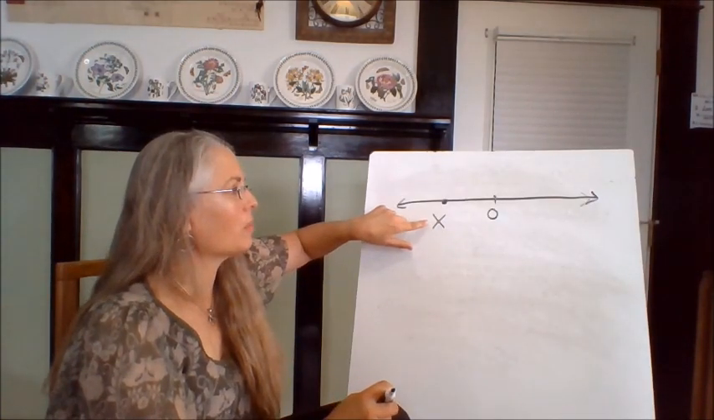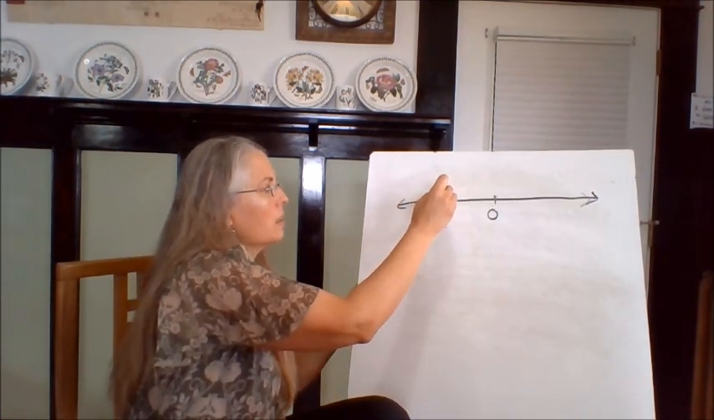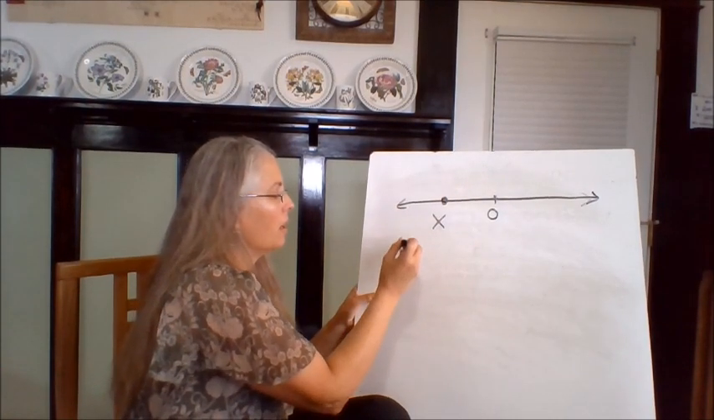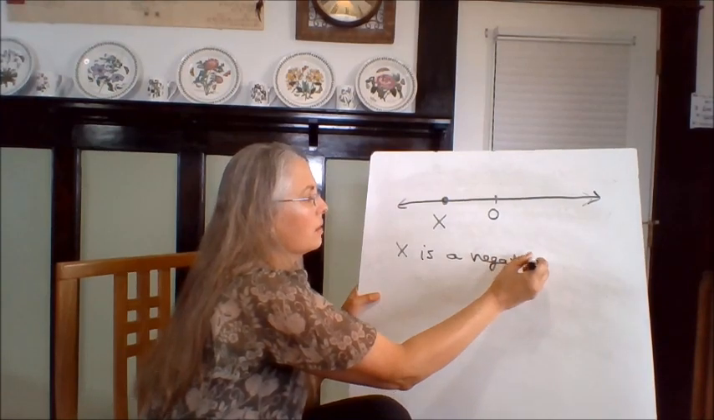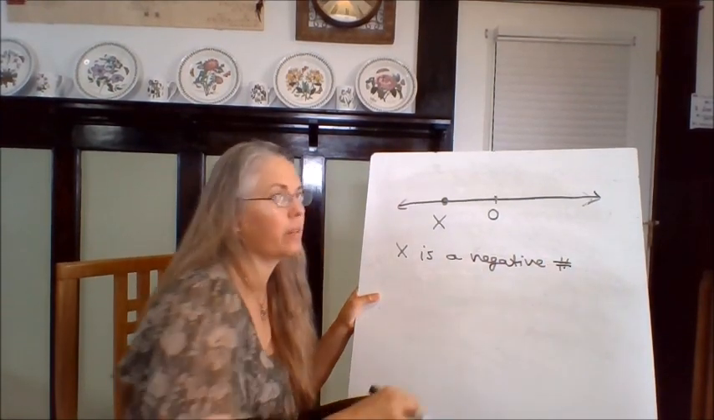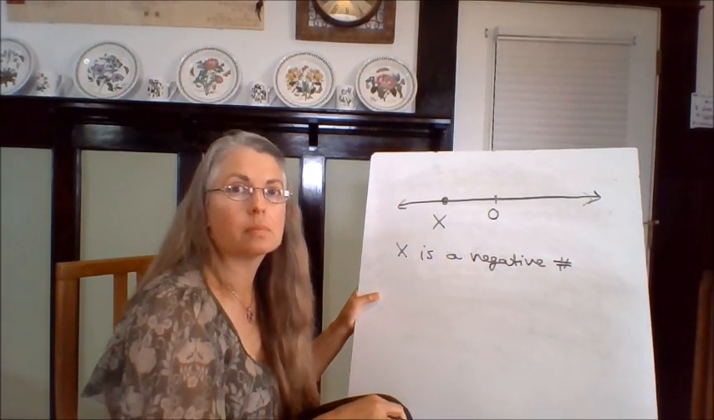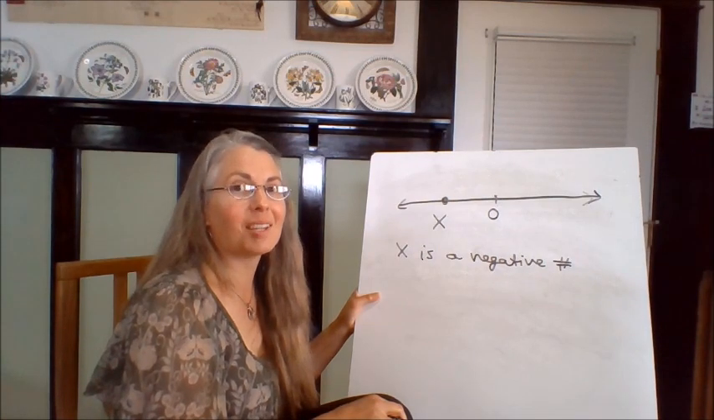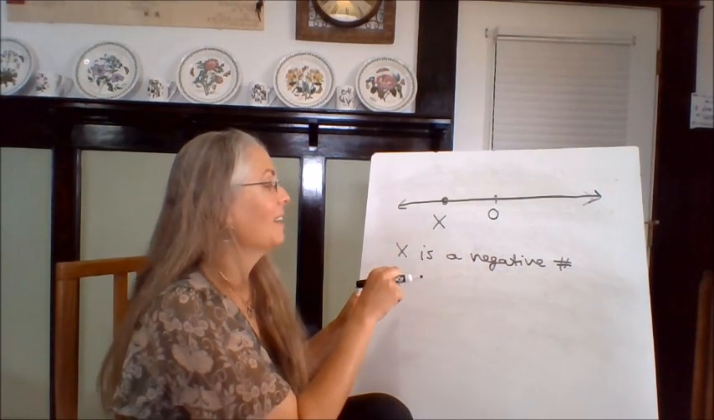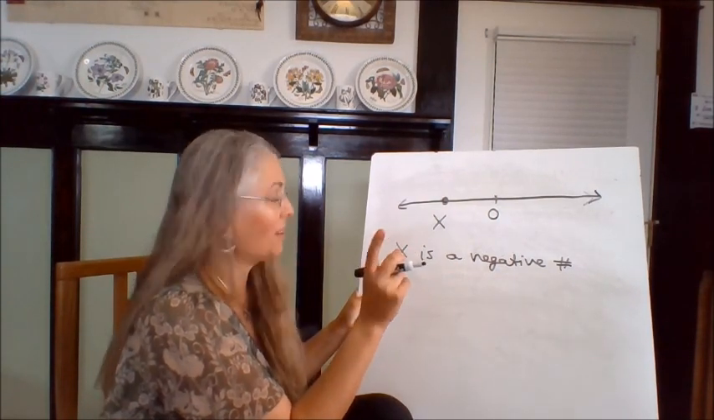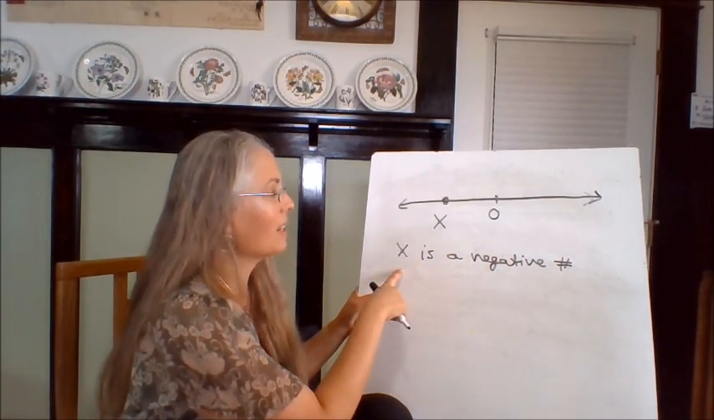What do you know about this number right here represented by this dot? Negative number. Okay, x is a negative number. How do you know it's a negative number? It's to the left of 0. I'm not going to edit out this stuff you're saying. None of these people will ever meet me, and they have no idea who you are. Okay, so x is a negative number.